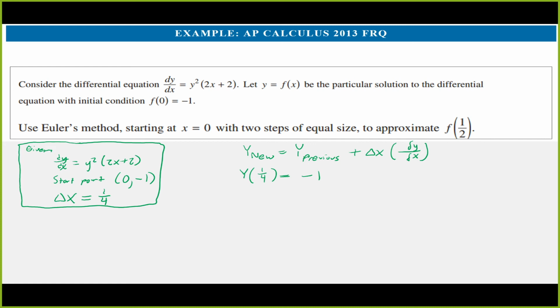Okay, I've got my previous y value plus, we said our change in x was 1/4 times the derivative. Our derivative is y squared times 2x plus 2, but our x and y are given as 0 and -1, so we can plug that in. Okay, so what should I write? -1 squared is 1, good, times 2x plus 2. Okay, I'm plugging in our x values. Our x value right now is 0 from our previous x value, since this is our previous slope. So this will be 2.